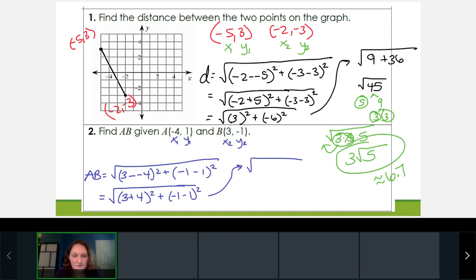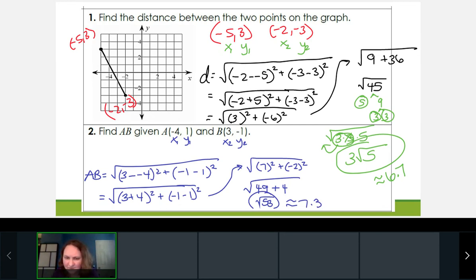Square root of 3 plus 4 is 7, so that's 7 squared. Negative 1 minus 1 is negative 2. 7 squared is 49. Negative 2 squared is a positive 4. And we get the square root of 53. 53 is already prime, so I can't simplify this radical because that number can't be broken down anymore. So my final answer is the square root of 53. Or if you found it as a decimal, you found 7.3, and that would be acceptable also.